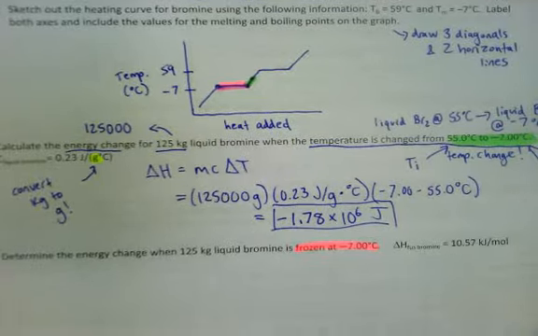So if we're looking at the heat of fusion of bromine when it's freezing, what this is telling me, and you want to write this down to help you remember this later, is that 10.57 kilojoules of energy needs to be released to freeze 1 mole of bromine.